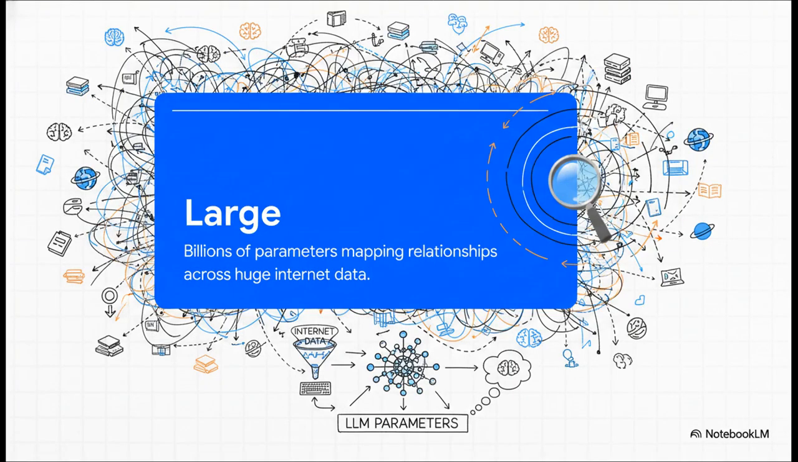All right, let's break down Section 1, decoding the LLM acronym. First up is the large part. And by large, I mean hundreds of billions, sometimes even trillions of parameters. If you think of a parameter as a tiny adjustable dial, these dials help the AI weigh the relationship between different concepts. To tune all those millions of dials, the system digests petabytes of data. It's essentially absorbing the collective written history of the internet to map out exactly how our human ideas connect.